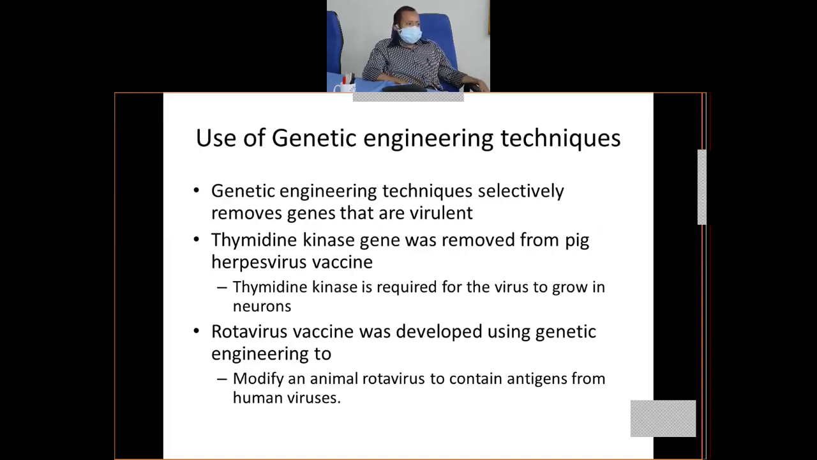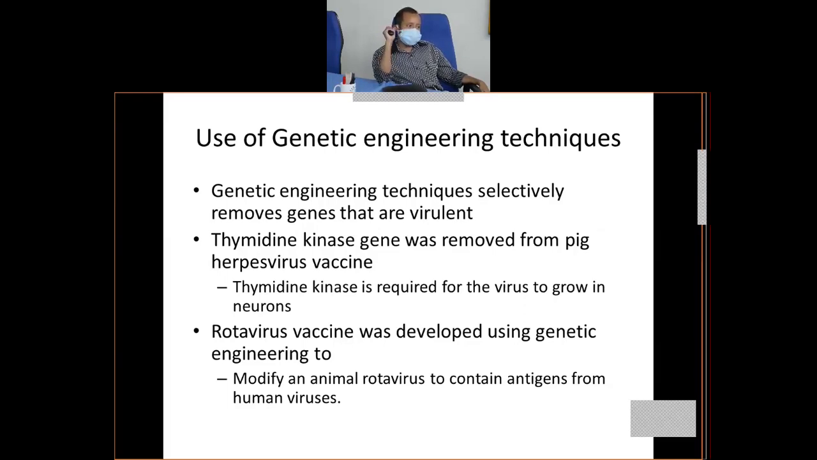However, lots of genetic engineering techniques have come, like with the herpes virus, the pig herpes virus. In this pig herpes virus, the thymidine kinase gene is removed. So if you remove the thymidine kinase gene and inject this attenuated strain into humans, it cannot grow in the neurons, because to grow in the neurons they require the enzyme thymidine kinase.